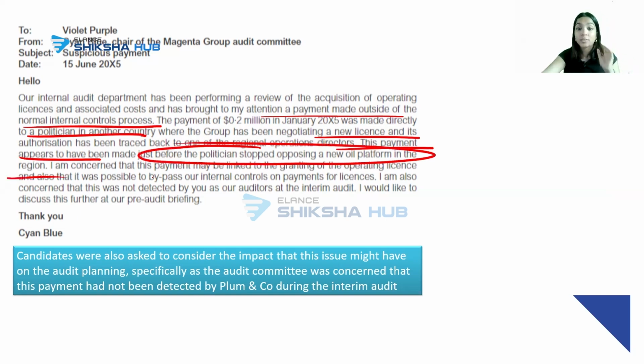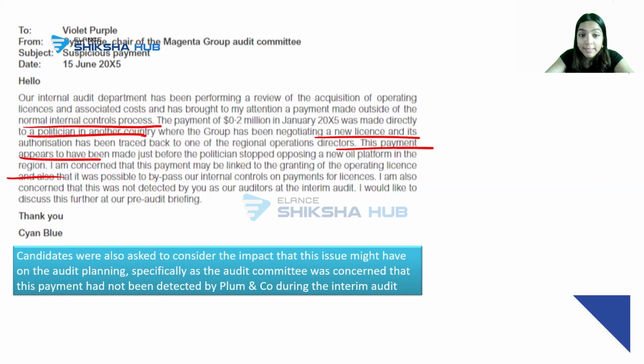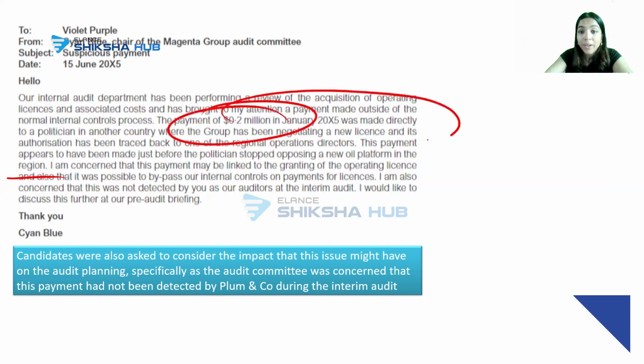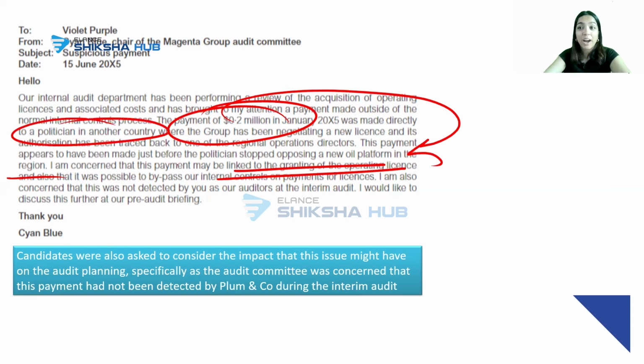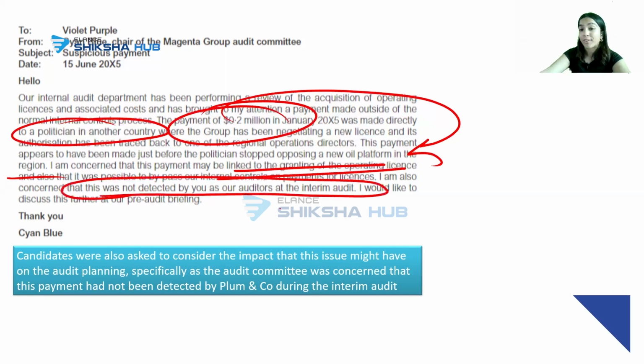This payment appears to have been made before the politician stopped the new platform in the region. So see, this was very, very important. I am concerned that this payment may be linked to the granting of the operating license. So this payment seemed to be linked, but it was made to a politician in another country. So here you have to apply your skepticism. Okay. Candidates were also asked to consider the impact that this issue might have on the audit planning, specifically as the audit committee was concerned that this payment had not been detected by Plum or the internal auditors.